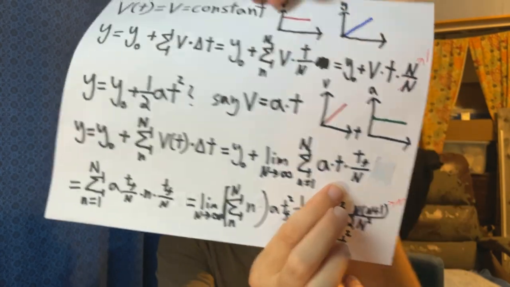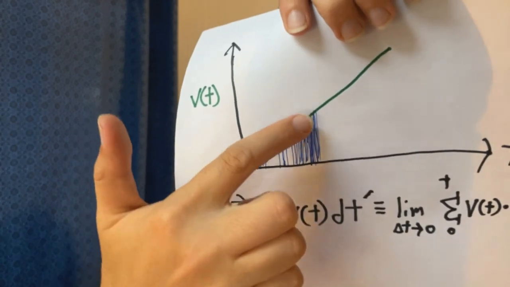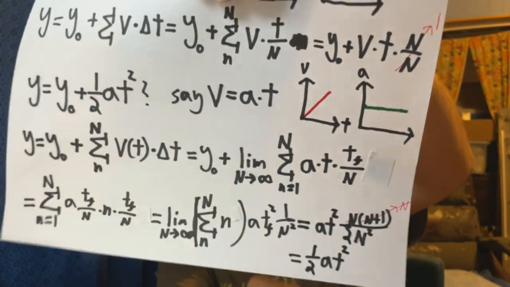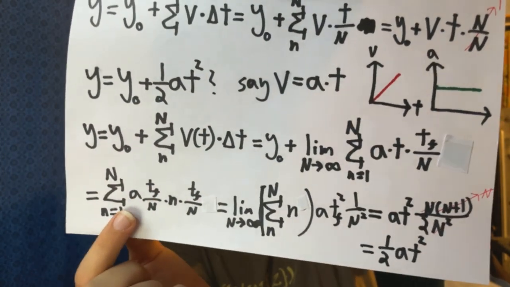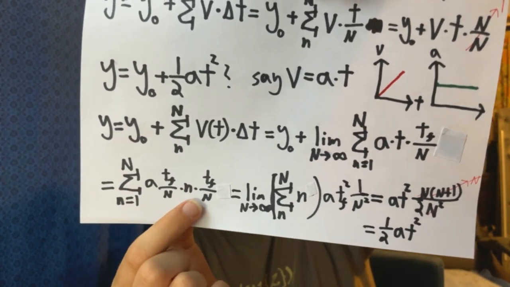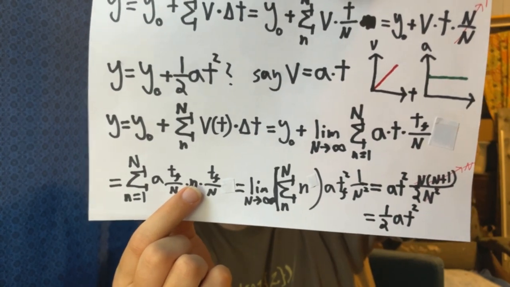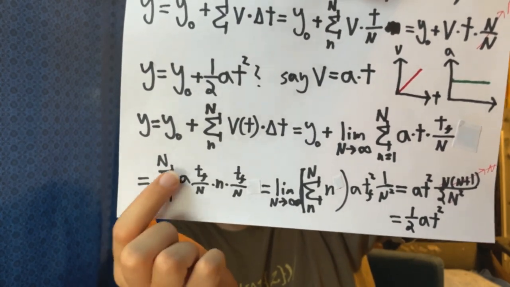And so, okay, that's actually equivalent to dividing it into n different segments. Let me find it in this giant mess. If we're dividing it into n different little segments here, that's the equivalent of the final time divided by big N times little n, where little n is the number. This is the sum from n equals 1 to n equals big N, remember? That's how this sum notation works.